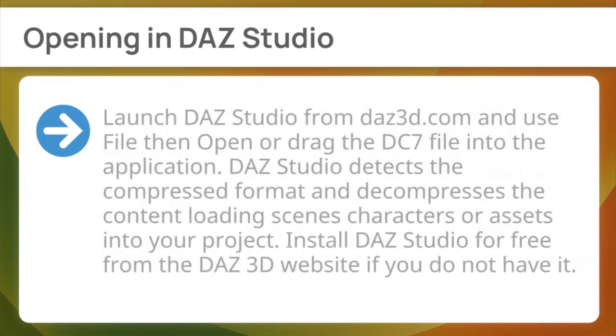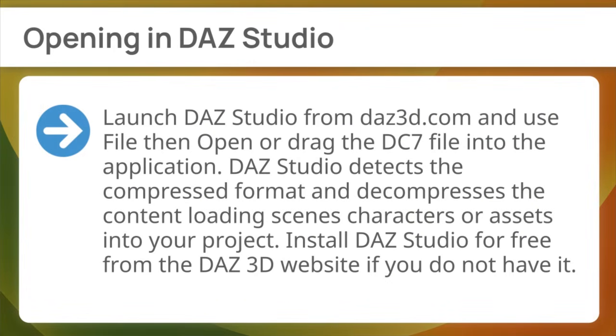First, opening in DAZ Studio. Launch DAZ Studio from daz3d.com and use File then Open, or drag the DC7 file into the application. DAZ Studio detects the compressed format and decompresses the content, loading scenes, characters, or assets into your project. Install DAZ Studio for free from the DAZ 3D website if you do not have it.